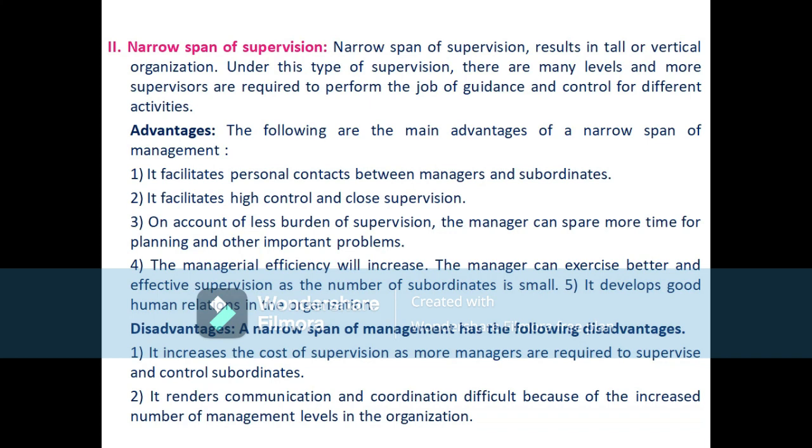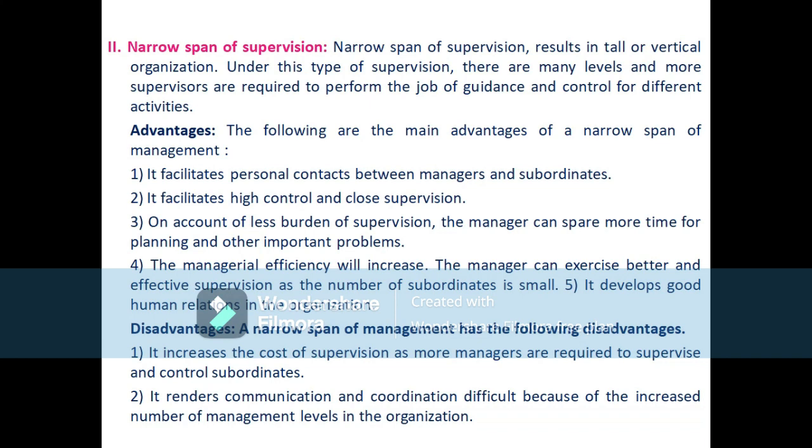Under this type of supervision, there are many levels and more supervisors are required to perform the job of guidance and control for different activities. Whenever the levels are increasing, the supervision should also increase. Therefore, narrow span of supervision means it is a vertical type of organization where more levels are there. If there are more levels, definitely more supervision and guidance should be given there, and control also is more.